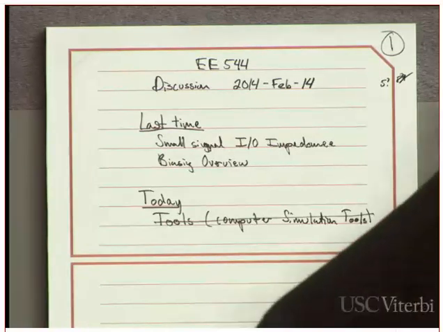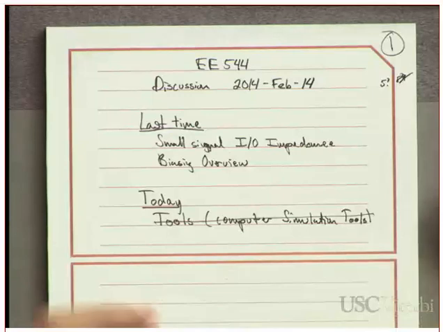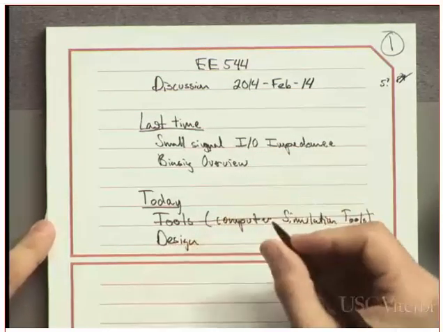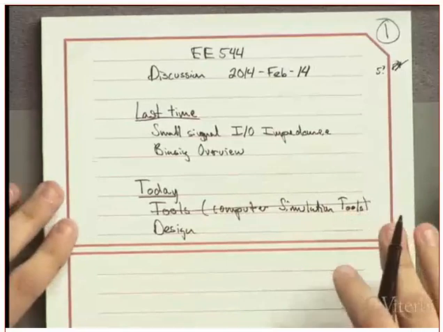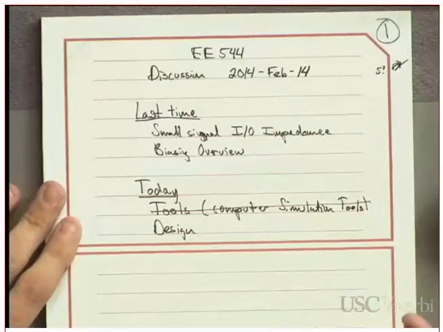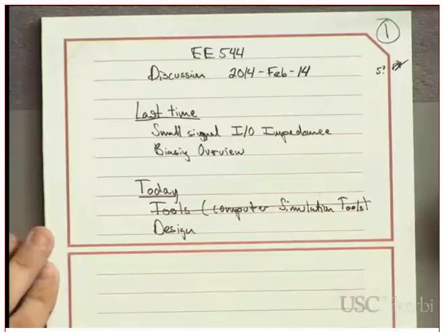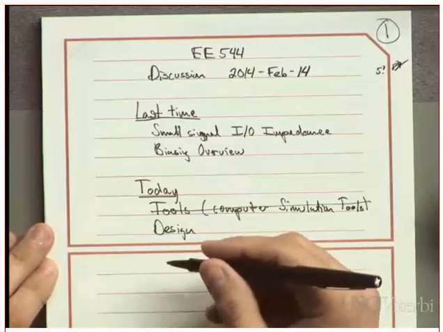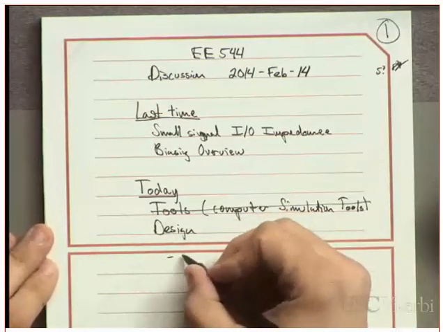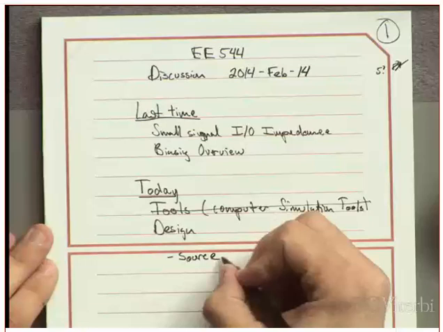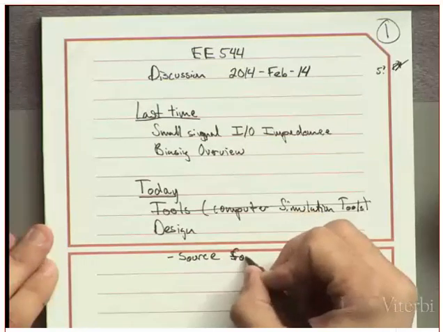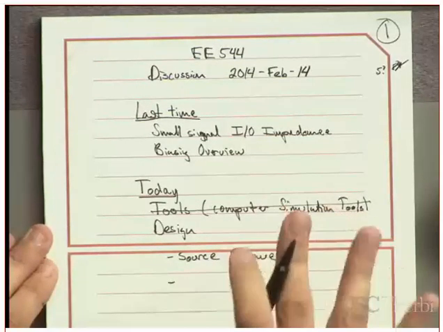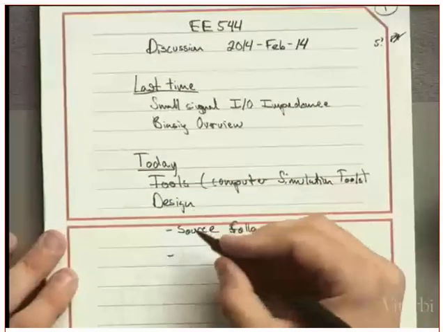So I'm going to talk about the design cycle when you're actually building a circuit, and kind of give an example of how the hand analysis is useful. So this is what I'm going to do. We're going to stick with the source follower. I'm going to do a little bit more analysis on that circuit.